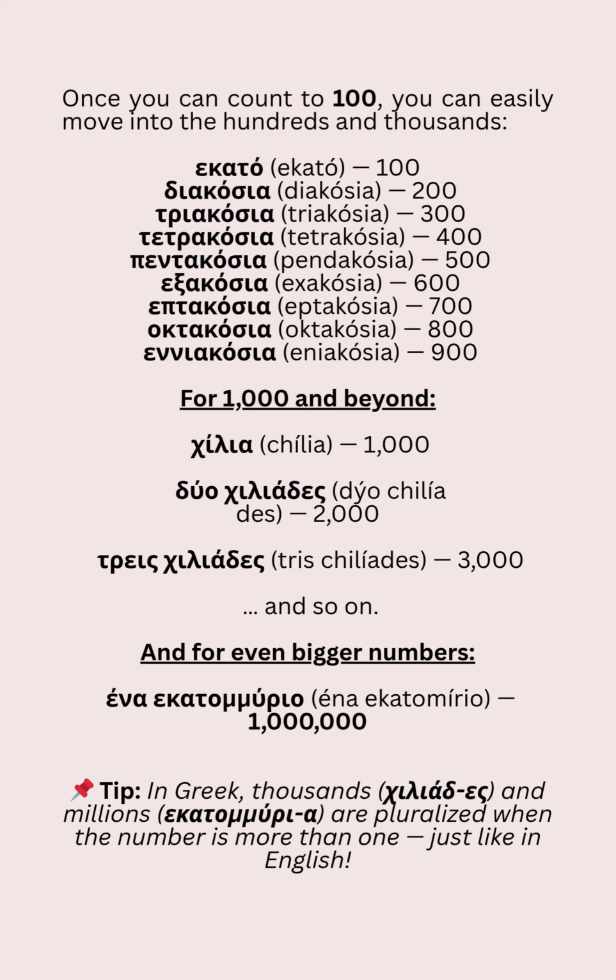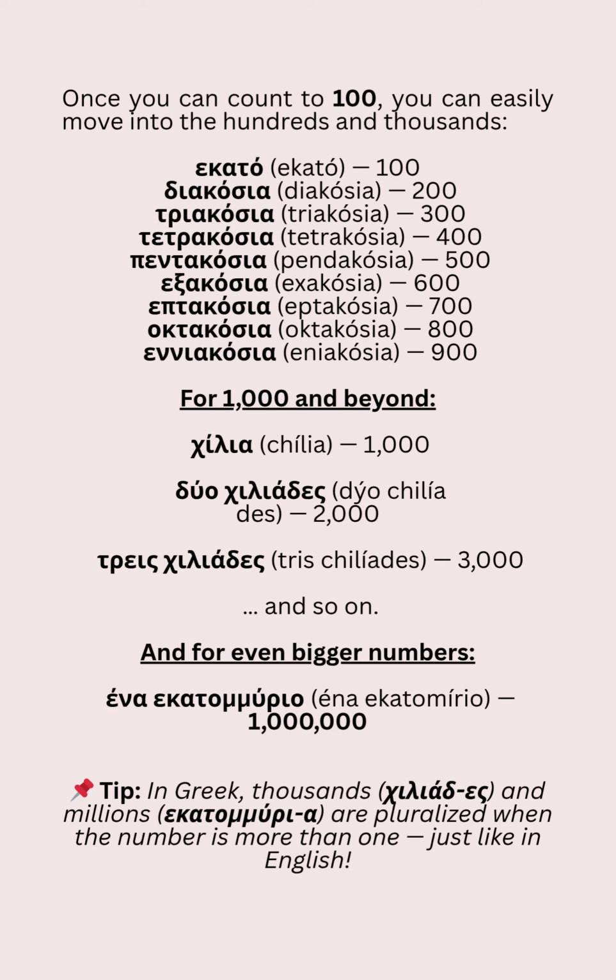And then we have 1000, that is χίλια, but though χίλια is 1000, notice that when we say 2000, it changes, it goes χιλιάδες. So, and then 3000, and so on. So χίλια is only to say 1,000. But if you want to say 2,000, 3,000, 4,000, it becomes χιλιάδες. And for even bigger numbers, for example, 1 million is ένα εκατομμύριο.